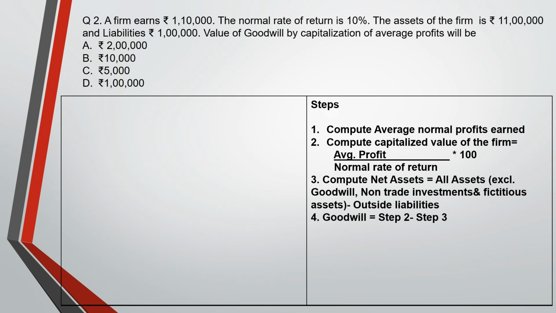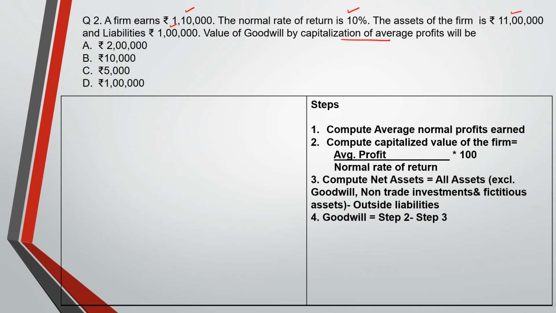Let us read this question. A firm earns rupees 1,10,000. The normal rate of return is 10%. Asset of the firm is 11 lakh and liability is 1 lakh. Value of goodwill by capitalization of average profit will be. So here we are supposed to calculate the goodwill of the firm, and the method we are supposed to use is capitalization of average profit.